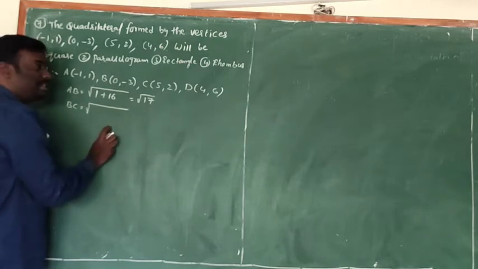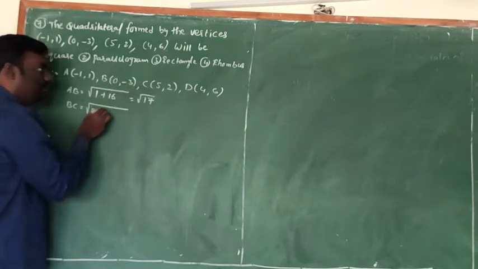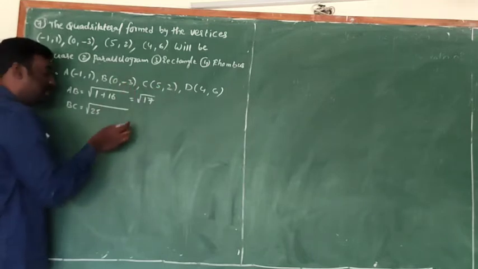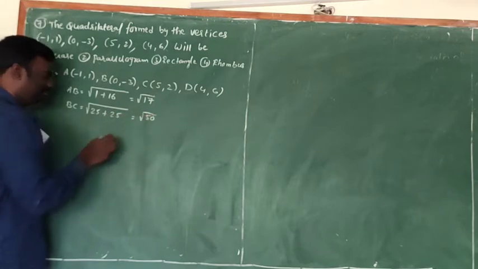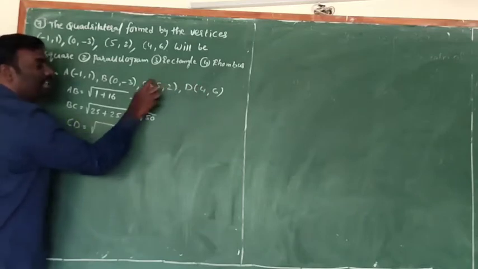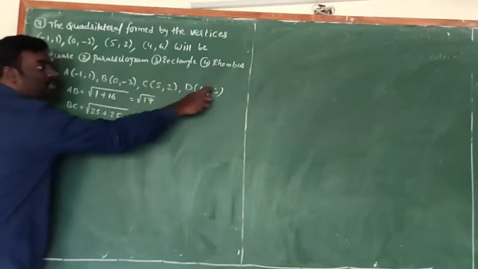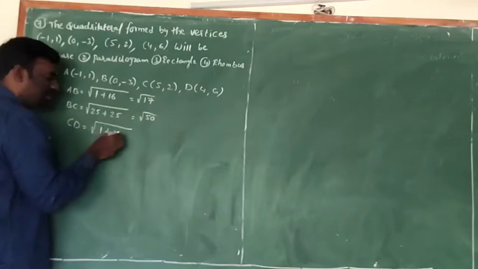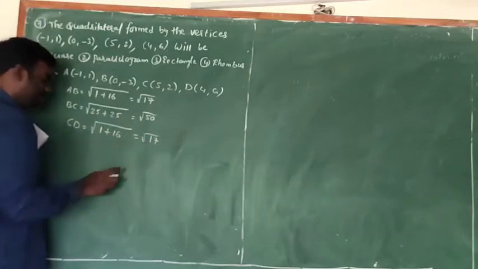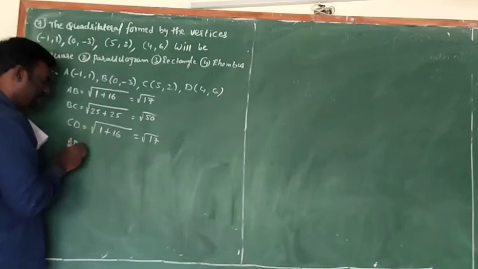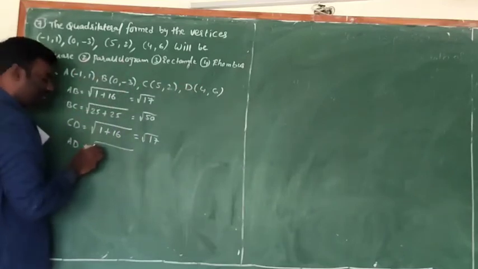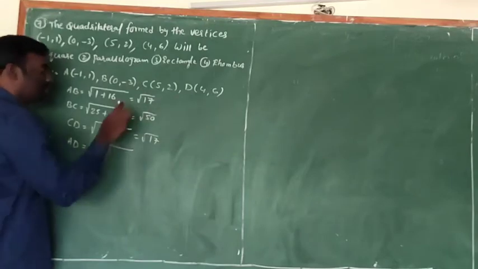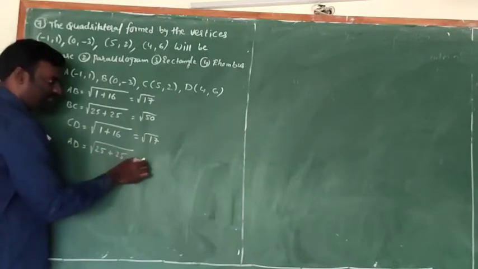Under root of (5 minus 0) whole square, plus (2 minus (-3)), 2 plus 3, 5 square, 25. That is root 50. Next I am finding CD. (4 minus 5) minus 1 whole square, 1; (6 minus 2), 4 whole square, 16, that is root 17. Next I am finding AD. (4 minus (-1)), 4 plus 1, 5 whole square; (6 minus 1), 5 whole square, 25.